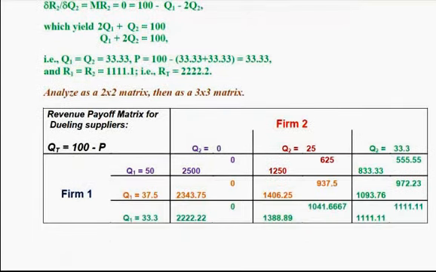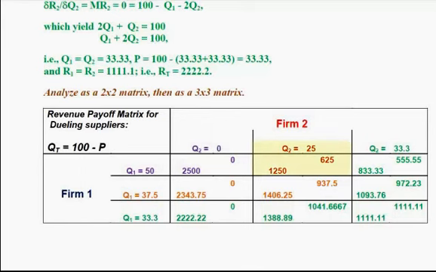Let us take a look at the payoff matrix here, and this will be a revenue payoff matrix using the same demand curve, Q equals 100 minus P. And we'll assume that firm 1 enters first and produces 50. Firm 2 is sitting on the sideline. From the equation Q equals 100 minus P, if Q is equal to 50, then P must be equal to 50. So we see why we have 50 times 50 equals 2500.